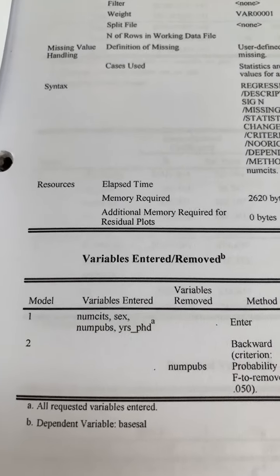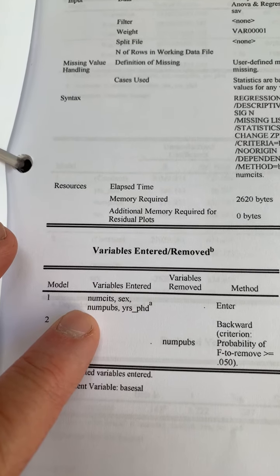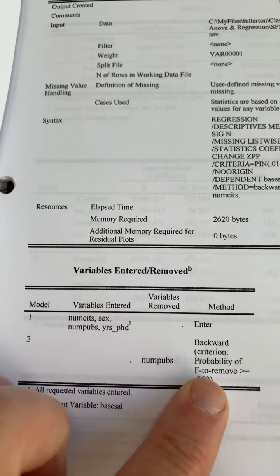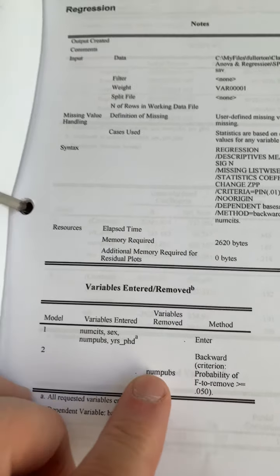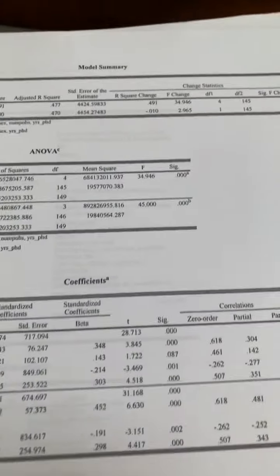So here you go, and you can see two models were generated. Basically, the first model has all four variables in, and then one of the variables was removed, number of publications, because it failed to meet the probability of F to remove. So this wasn't significant at 0.05, so it gets removed. Let's go ahead and take a look at the next page of the output.